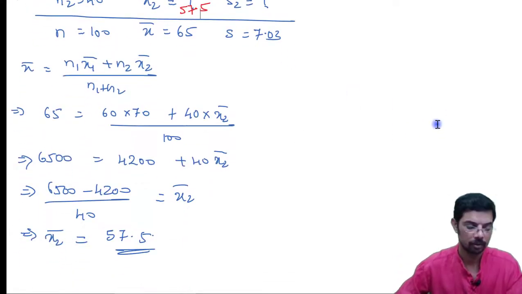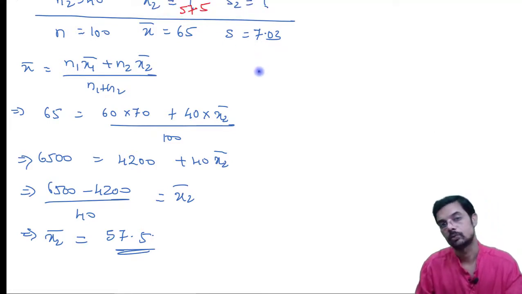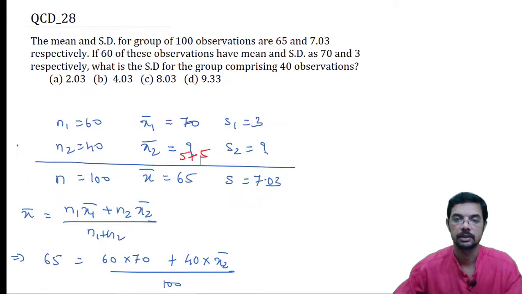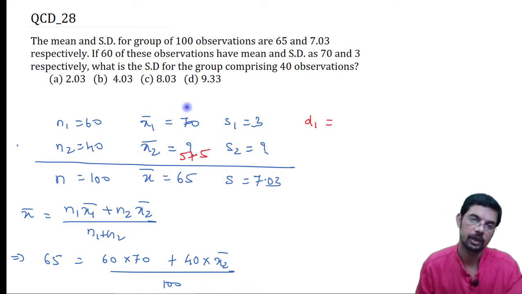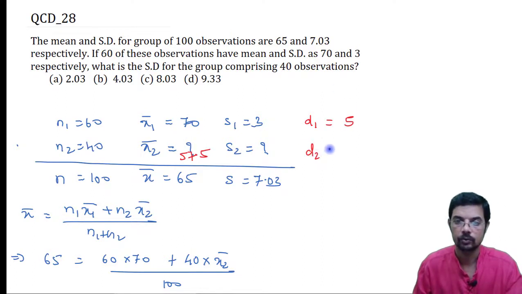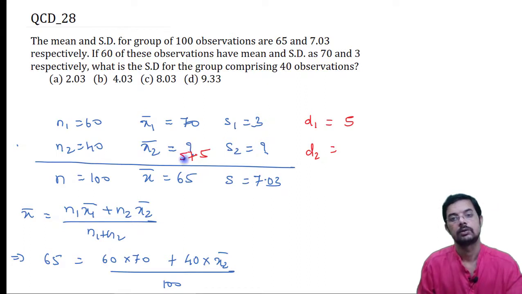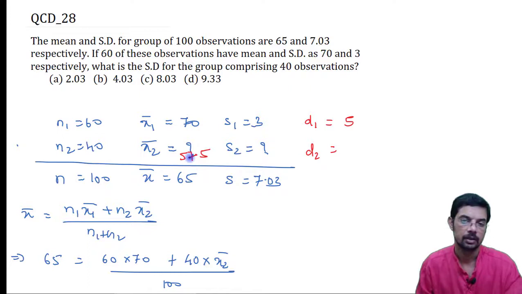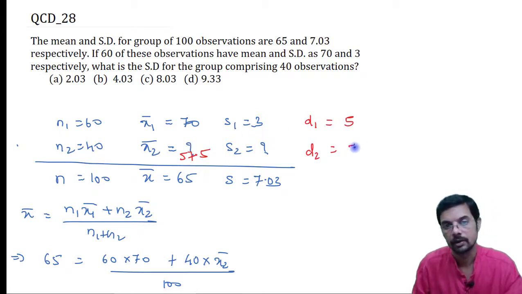Again, what is the formula? For the combined standard deviation, we need d1 and d2. What are d1 and d2? They are the deviations of the group means from the combined mean x bar. d1 will be equal to x1 bar minus x bar, which is 5, and d2 will be equal to x2 bar minus x bar, which is 65 minus 57.5, so it is 7.5.